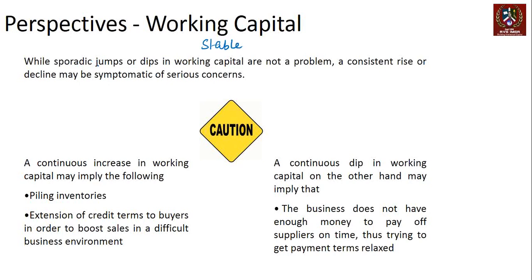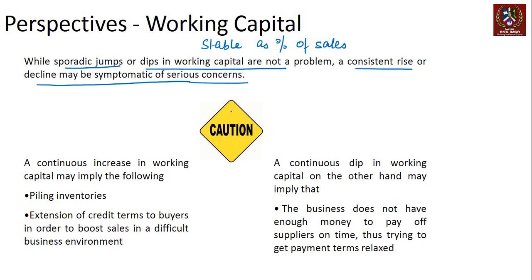We do need to check at any point of time that we said working capital should be stable, right? Even with sporadic jumps, stable as a percentage of sales, right? So sporadic jumps or dips are not a problem. A consistent rise or decline may be symptomatic of serious concern.